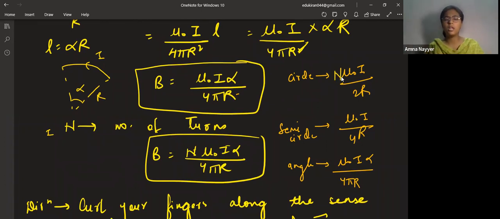N mu naught I by 2r. If it's a single turn, then N is going to be 1, so that is going to be mu naught I by 2r. If N is 2, then 2 mu naught I by 2r, like this. Similarly, this is the case for a semicircle, and similar is the case for the arc. This is the formula for the arc, where N is the number of turns. Note it down, note the direction, then we'll practice some questions.